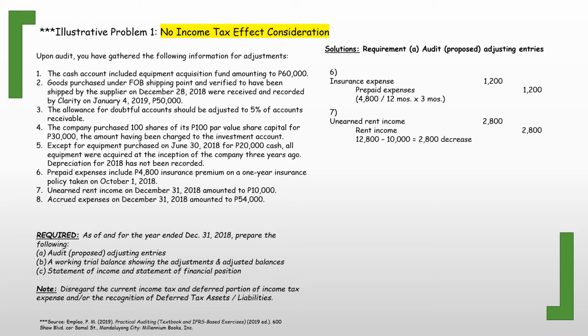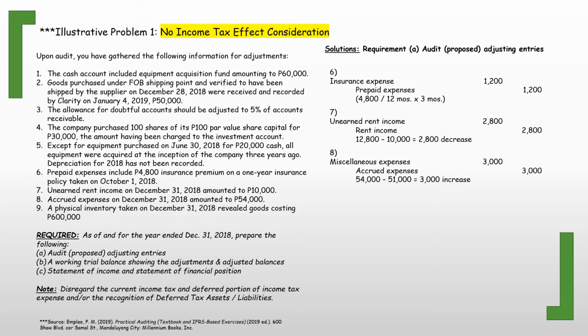Number 8, accrued expenses on December 31, 2018 amounted to 54,000. Our adjusting entry is debit miscellaneous expenses, credit accrued expenses amounting to 3,000 pesos.